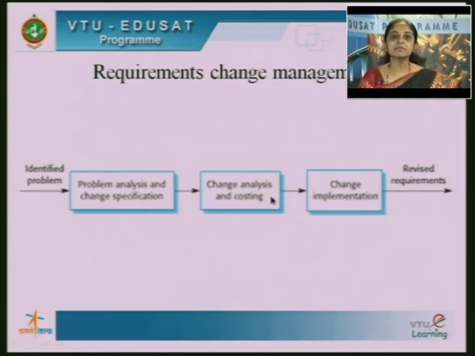Then an analysis is made on the change. What kind of change is required? Is it possible to do it? All types of analysis, be it cost analysis or feasibility analysis of the change, can be done here in the next stage. And then decide whether the change has to be implemented or not. If the change is implemented, then the revised requirement is the output, the result of this change management process. Okay. So, this is how a requirements change management activity looks like. We'll see each of these processes in detail.